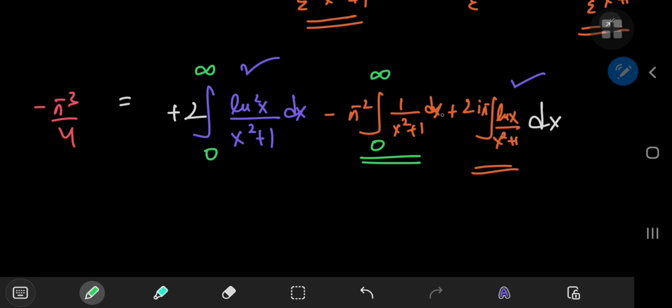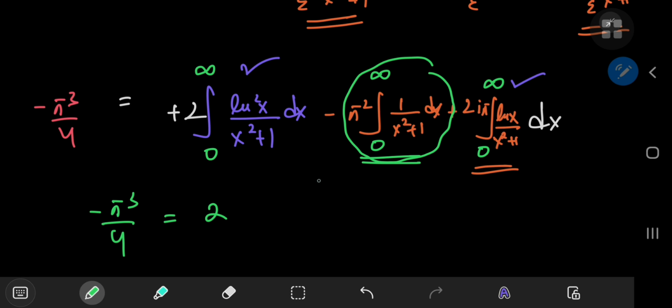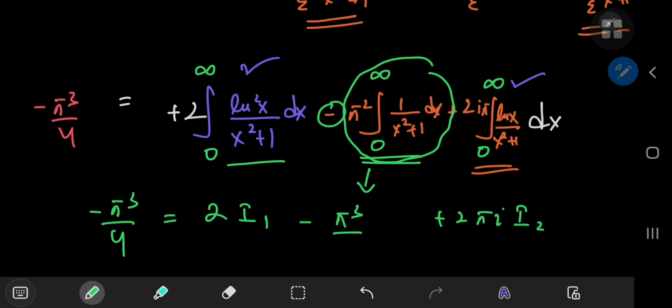So 0 to infinity, and in the limit as r goes to infinity and epsilon goes to 0, this is a constant, right? It's not going to be affected, which is, again, really convenient. So we have negative pi cubed by 4 here, equaling twice this integral, and we all know what this evaluates to, right? I'm just going to call this I1, and I'm going to call this I2, so plus 2 pi I2. And this here is going to be negative pi cubed by 2.